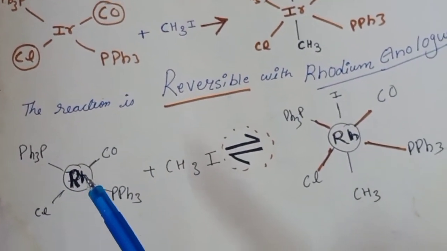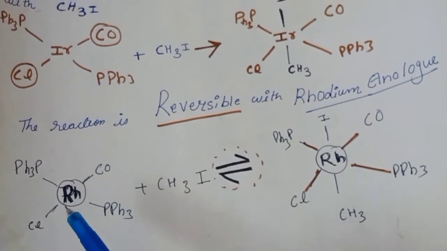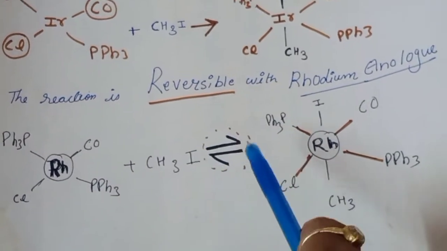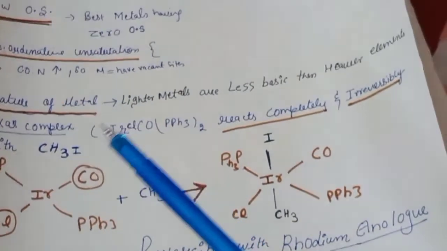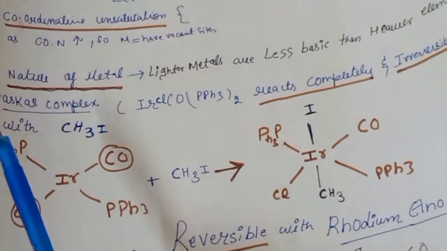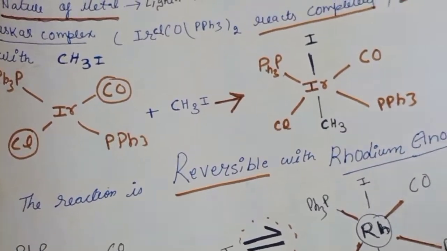Similarly, if we take a rhodium analog, in place of iridium we replace it by rhodium, what happens here? This reaction will be reversible. So what is the first factor? First is the low oxidation state. Second is that coordinative unsaturation must be there. Then it also depends upon the nature of the metals.